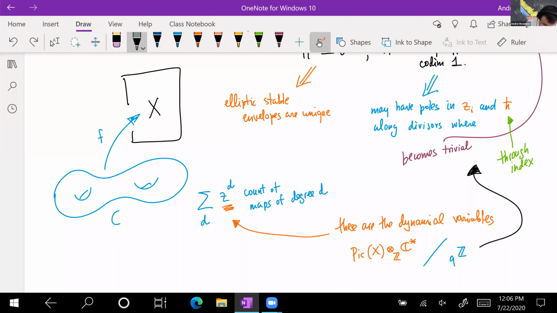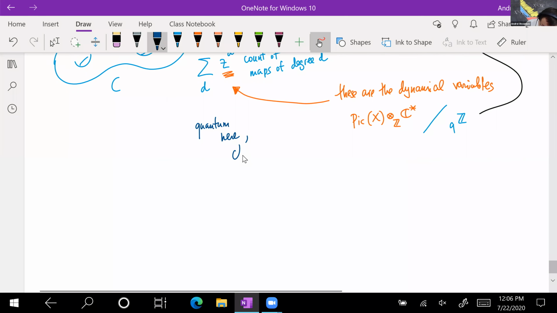What did I do with black? I'm not sure. I have to reintroduce it. So quantum here. Classical. One.